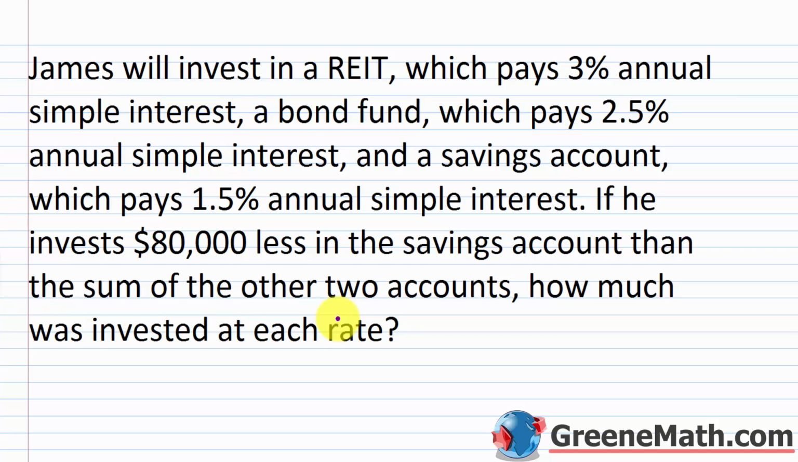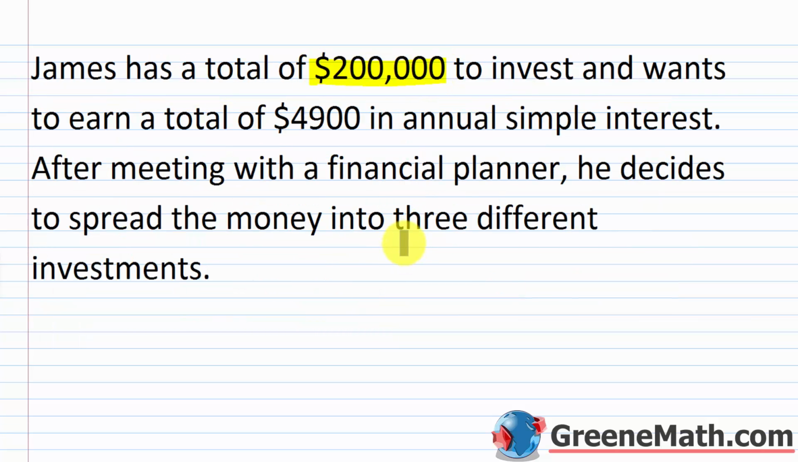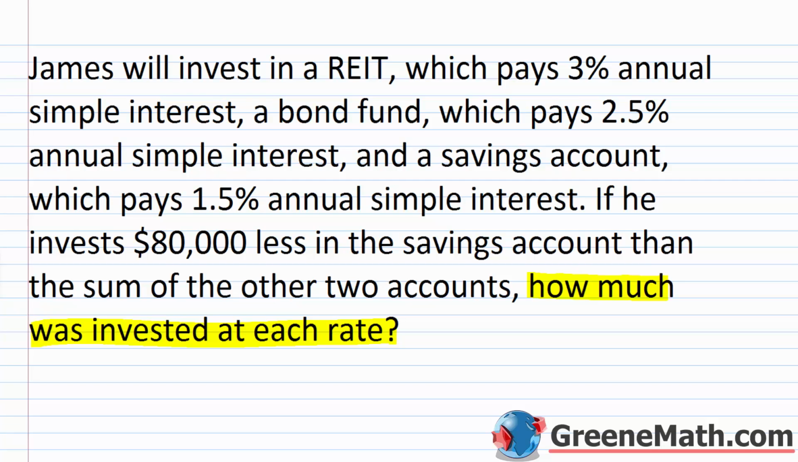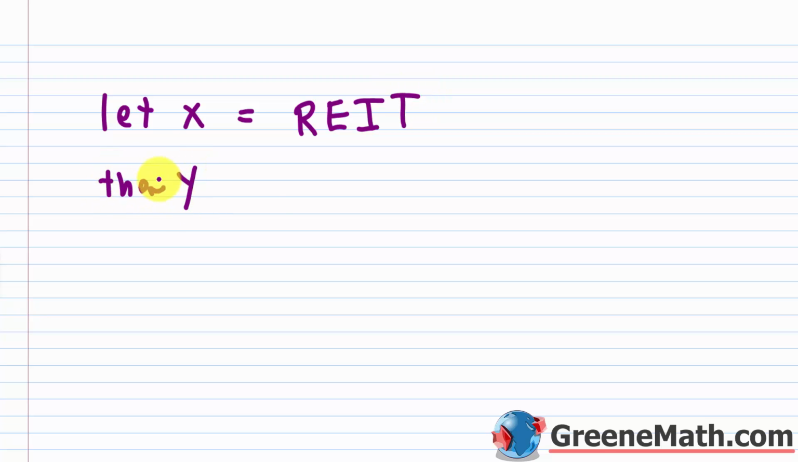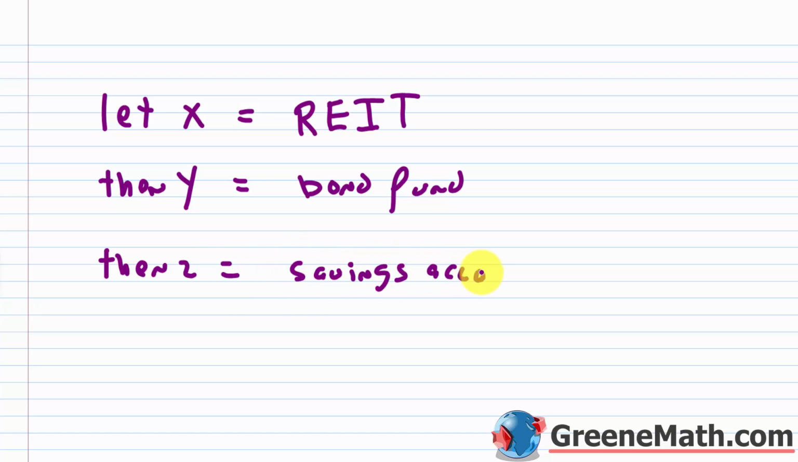Again, when you start these, you want to figure out what you're being asked to find. So we just need to find how much was invested at each rate. Remember, he had a total of $200,000 that's invested, and he wants to earn this amount right here. So we want to set up 3 variables to represent the 3 unknowns. We need to know how much he's going to invest in the REIT, the real estate investment trust, the bond fund, and also the savings account. So let's let our variables X, Y, and Z represent those. X can be the REIT, the amount he invests in that. Y will be the bond fund. And Z can be equal to the savings account.